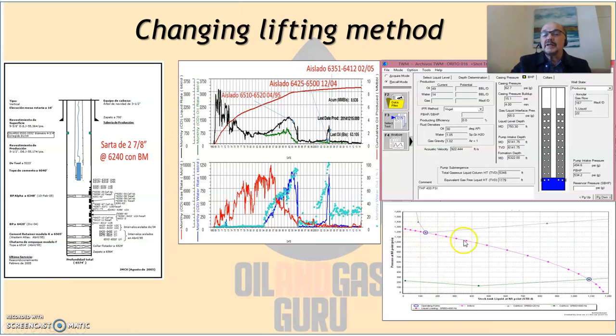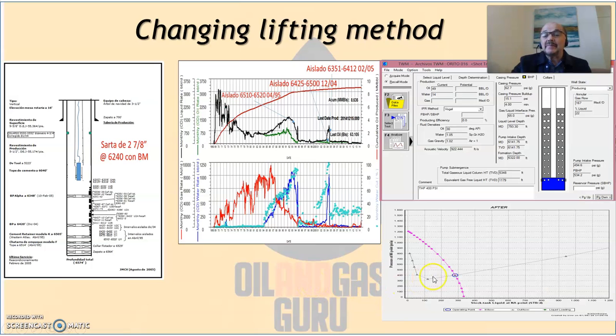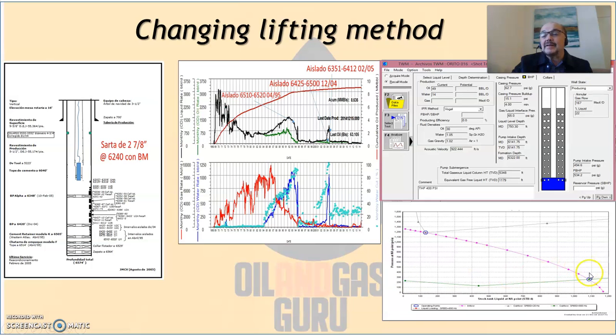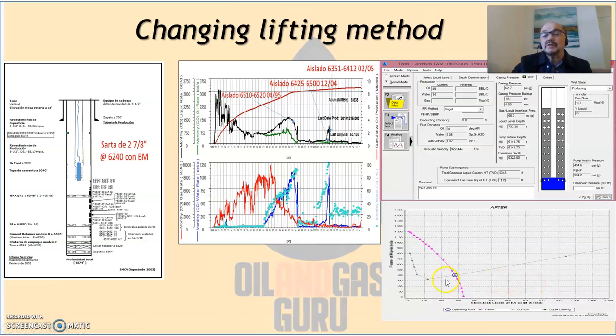So we did the same. We simulated, and we said if we reduce all this load, we're going to get this production. That's what we did, but we didn't get it this time. We got a poor well. Instead of producing, like it's here, 1,200 barrels of fluid, we produced 300.